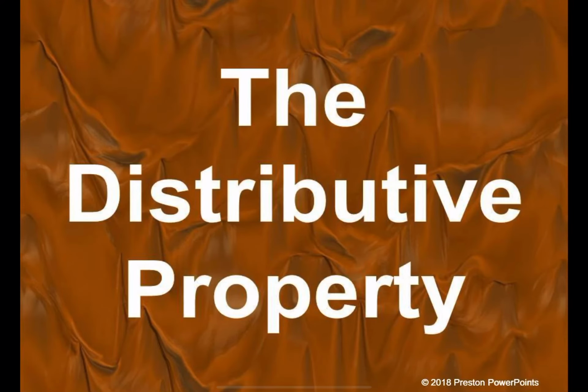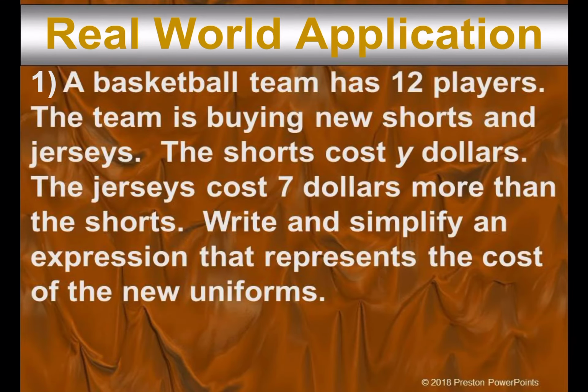Okay, this is today's lesson on the distributive property and a real world application. A basketball team has 12 players. The team is buying new shorts and jerseys. The shorts cost Y dollars, the jerseys cost $7 more than the shorts. Write and simplify an expression that represents the cost of the new uniforms.